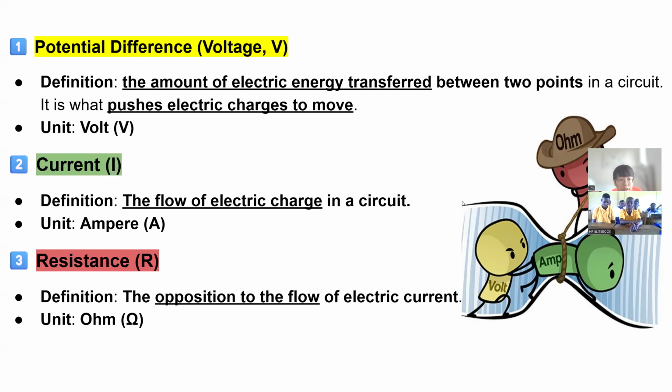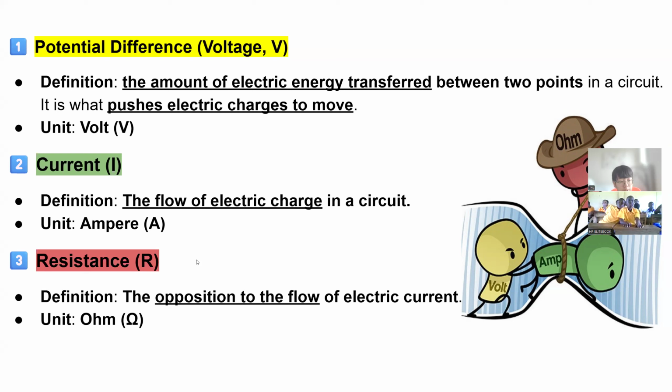In Ohm's law, there are 3 very important concepts. The potential difference is also called the voltage, and the definition is the amount of electric energy transferred between 2 points in a circuit. So it is what pushes electric charges to move. A current is the flow of electric charge in a circuit. It is what flows, that's the current, and it is measured in amperes.